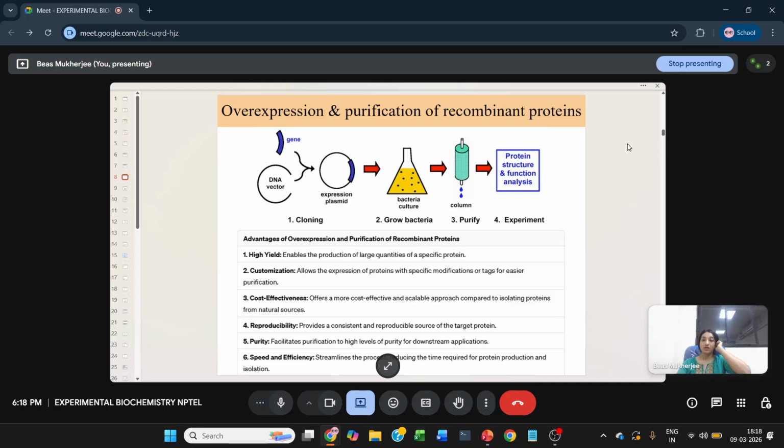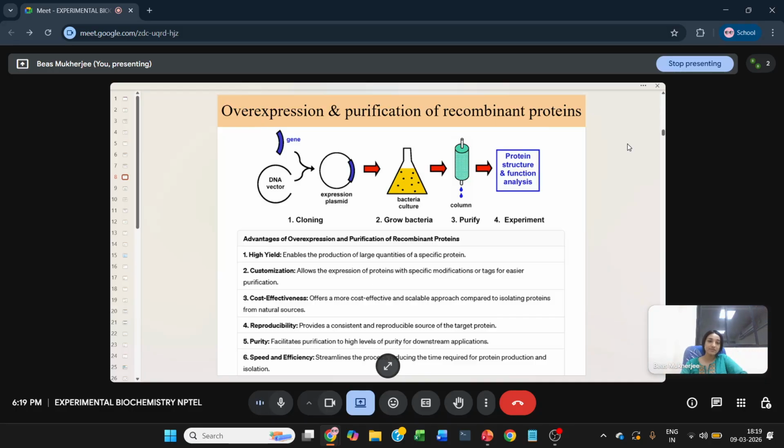Now what are the advantages of overexpression and purification of protein? The first one is definitely very high yield. The second one is customization. In that gene sequence, I told you that you can make any modifications that you want, right? So the proteins will have your specific modified sequence. Okay, and it can have tags, it can have this histidine tag for affinity based chromatography. You can add one protein in the beginning, another protein at the end, so then two proteins will be formed together. All of these different things can be done.